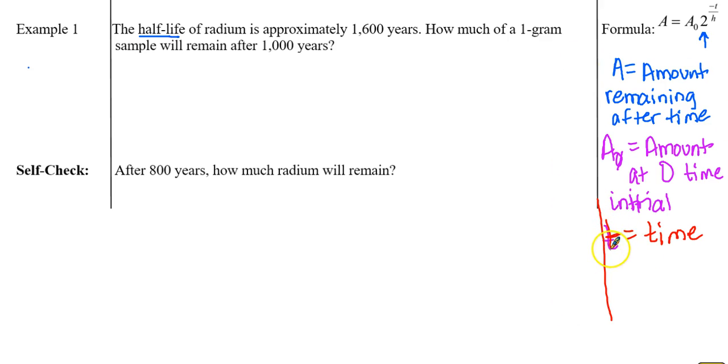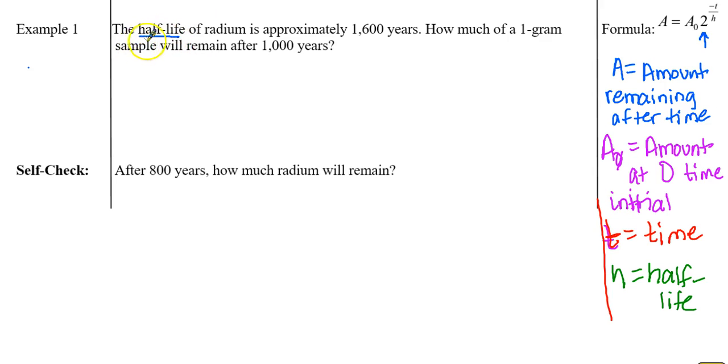Each element has its own half-life. And then H is going to be the half-life of whatever element. And we will be given that information. You don't have to come up with it. So you'll be told that information. So my color code. All right, so we're going to start by reading the problem here and annotating the text.